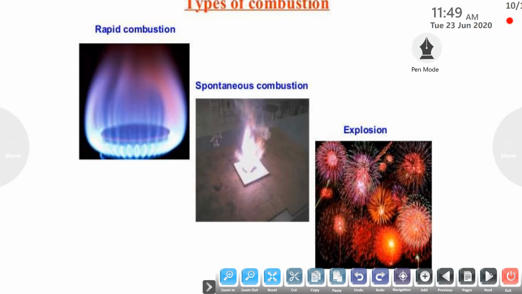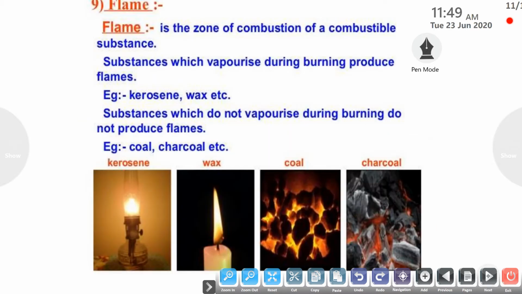This is the type of combustion. In the first picture you can see the rapid combustion, second spontaneous combustion, it is the burning of paper in the presence of sunlight, and the third is the explosion, that is the burning of crackers. The next topic is the flame.